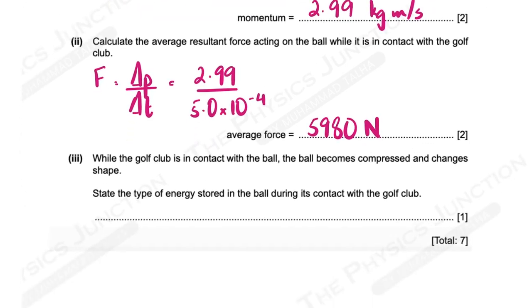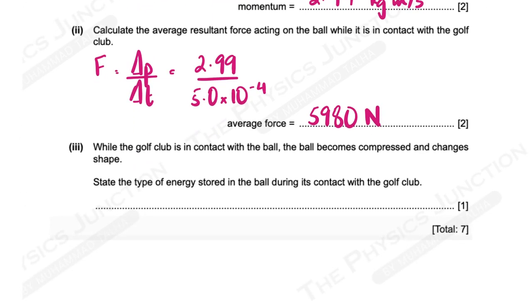When the golf club is in contact, the ball becomes compressed and changes shape. State the type of energy stored in the ball during its contact. So we know that in such cases when something is deformed, it stores elastic potential energy. Let's go on to the next question.